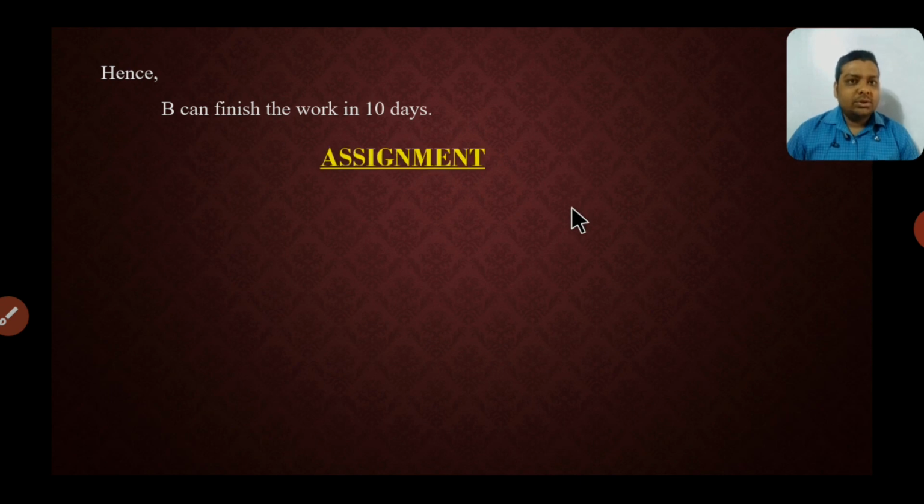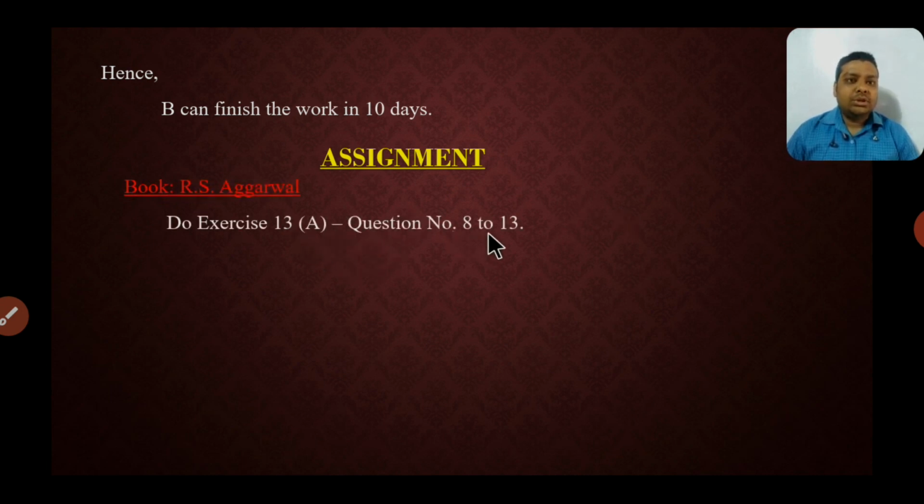Okay. So now you have to do some assignment work at your home, dear. You have to solve in the RS Aggarwal book, exercise 13A, question number 8 to 13.